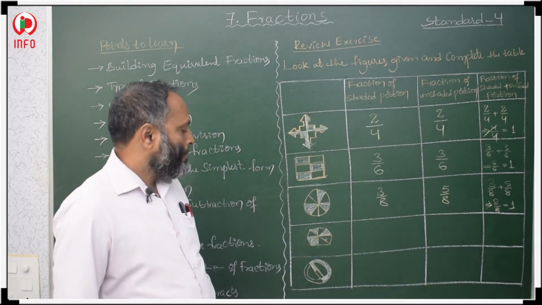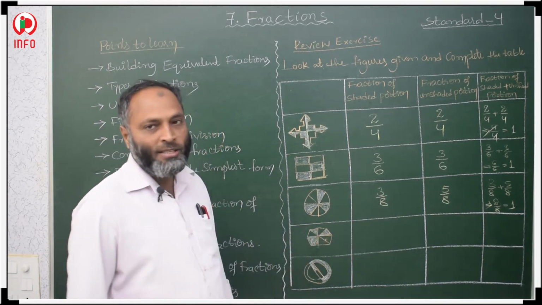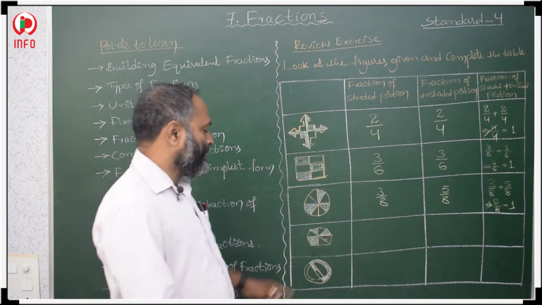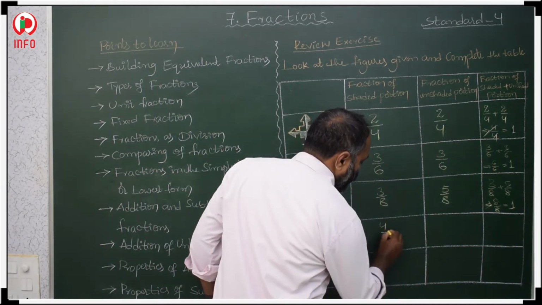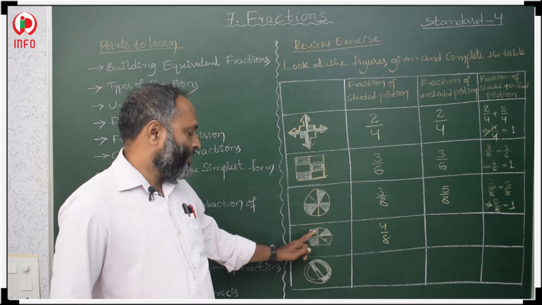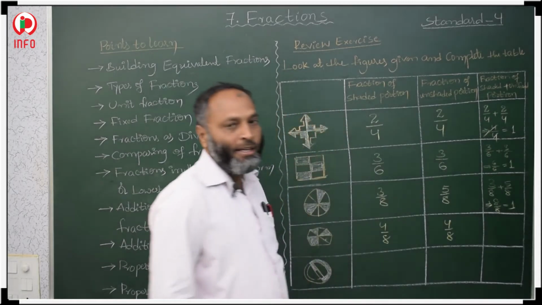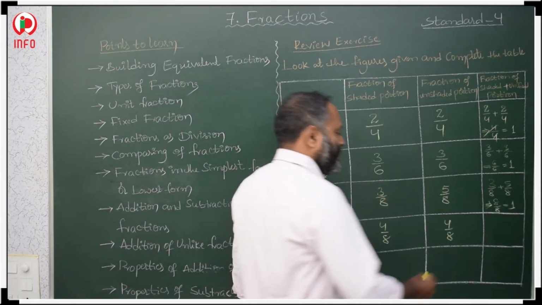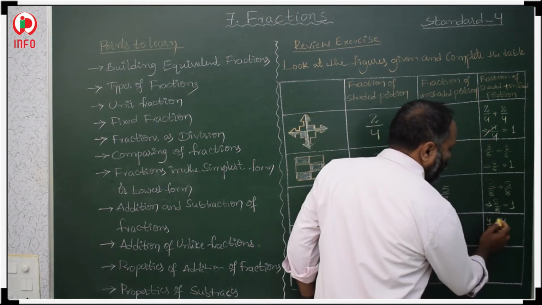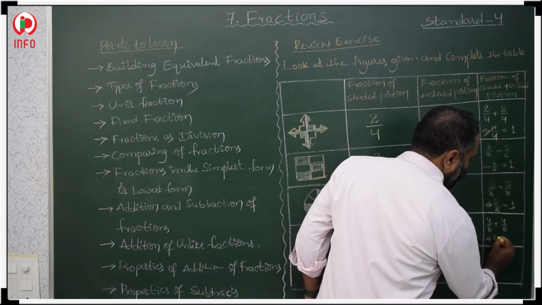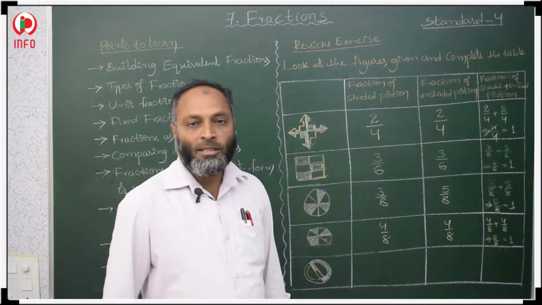Now here, how many portions are there? 1, 2, 3, 4, 5, 6, 7, 8. Here also it is the same, 8 portions. In these 8 portions, 1, 2, 3, 4, 4 portions are shaded, that is 4 by 8. Unshaded portions are 1, 2, 3, 4, so 4 by 8. Now we add shaded and unshaded, 4 by 8 plus 4 by 8. 4 plus 4 is 8, so 8 by 8. Same number by same number is always 1.